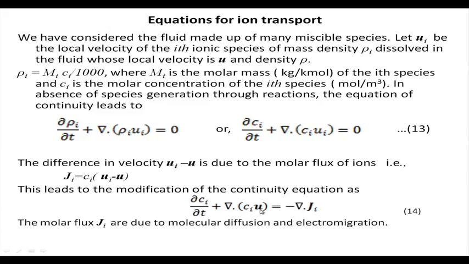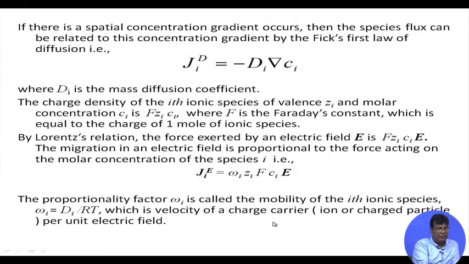So, you get a relation governed in this way. Now, J_i is due to what mechanisms? Of course, here we have neglected the gravitational force and also the reactions. So, the mechanisms for this ionic flux are molecular diffusion and electromigration. Now we have to get an expression for J_i, the molar flux of ions due to these mechanisms.